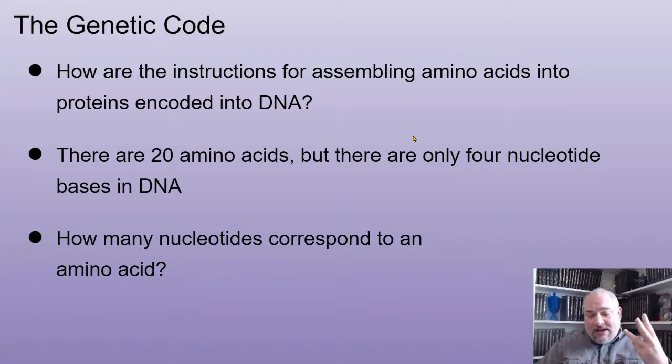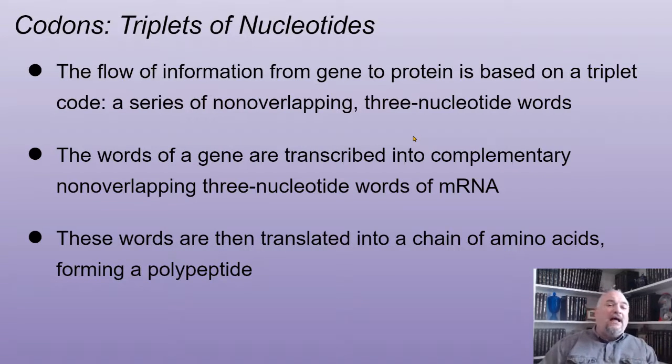So we have to go to 3-letter words called codons, or triplets of nucleotides, in order to code for all of the different amino acids that we have. So the flow of information from gene to protein is based on that triplet code. Non-overlapping 3-nucleotide words, so to speak, just like our alphabet has 26 letters in it, and we can rearrange those letters in different ways to make hundreds of thousands of different words. Same thing here with these codons. The words of a gene are transcribed into complementary, non-overlapping 3-nucleotide words of mRNA.